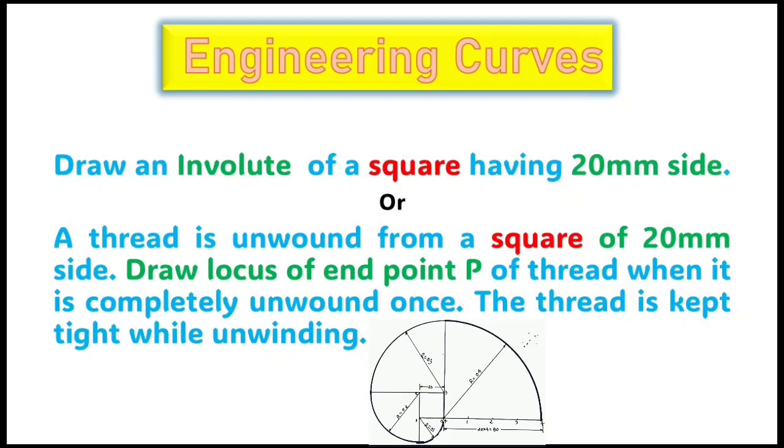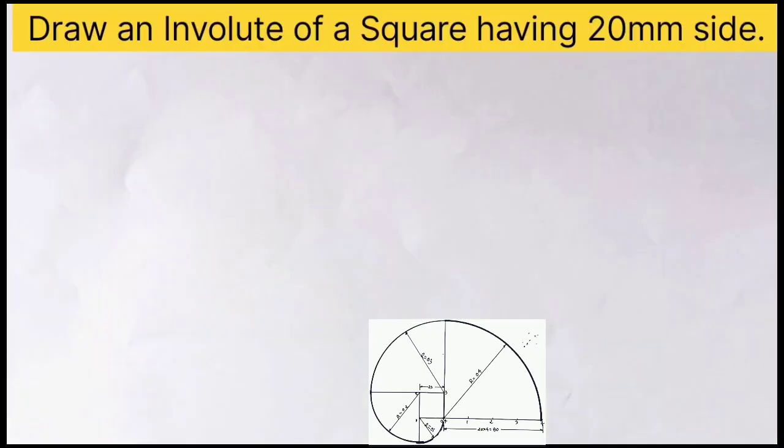Here we take a square of 20 mm side and imagine that a thread is wrapped around it. When we unwind this thread completely while keeping it tight, the locus of the endpoints of the thread will form the involute of the square. So let's start the step by step construction and understand this interesting curve.